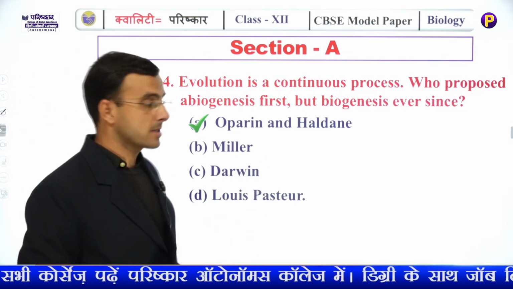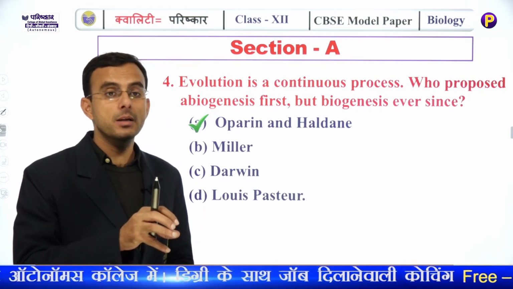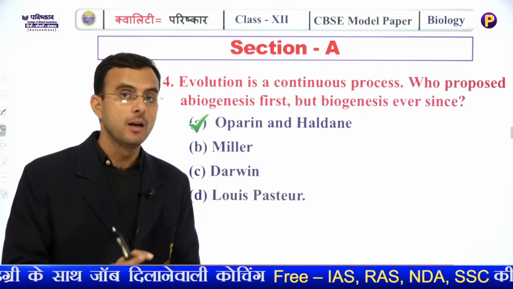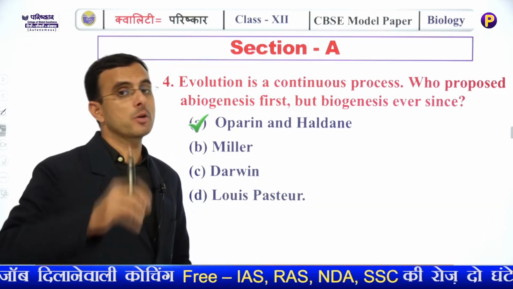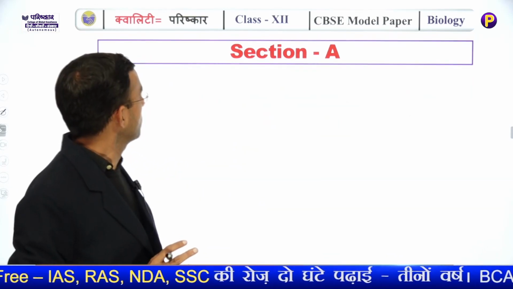Because they said that there is a chemical evolution, and after that chemical evolution it is converted into the form of a cell, and that cell later evolved into the diversity of living organisms. So now look at this one.